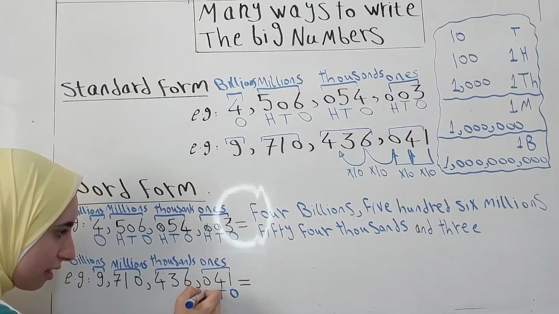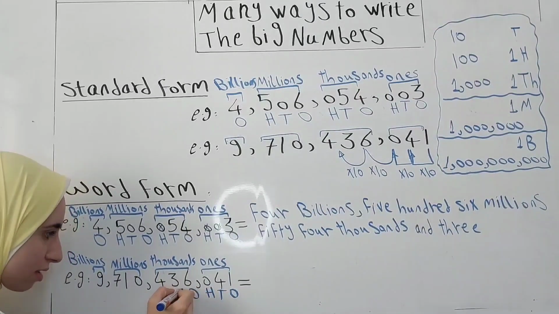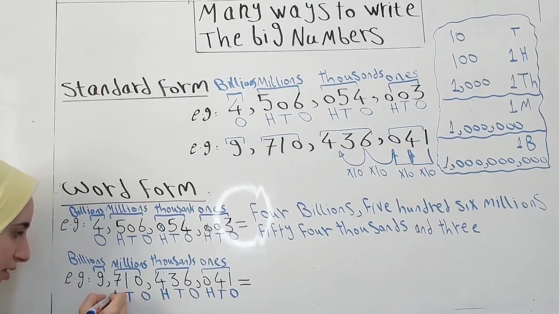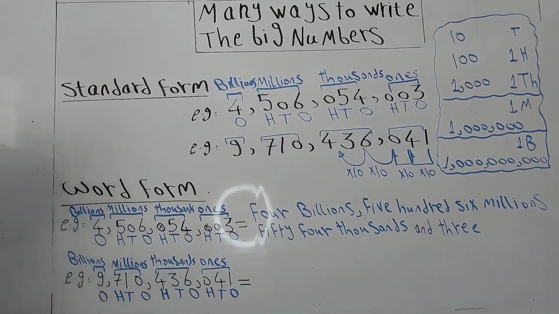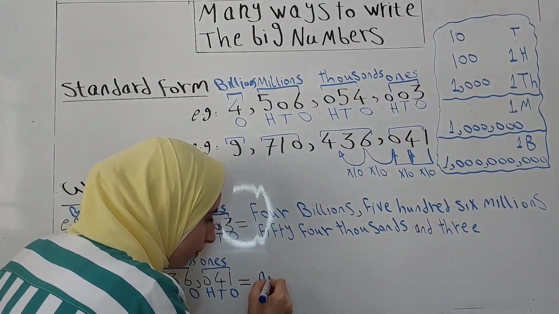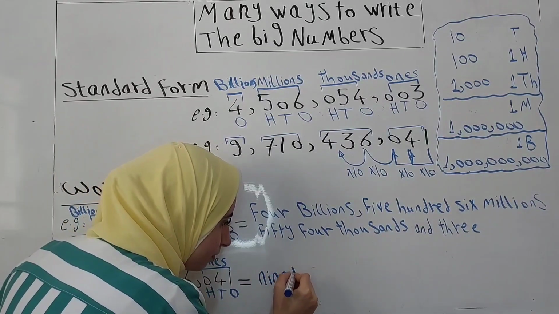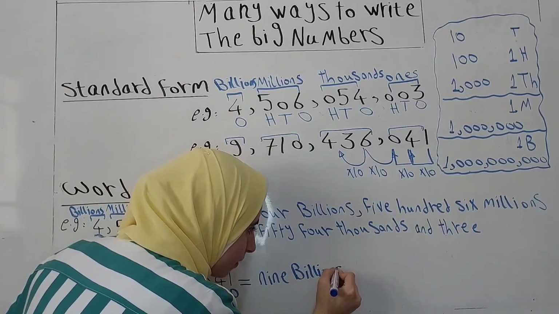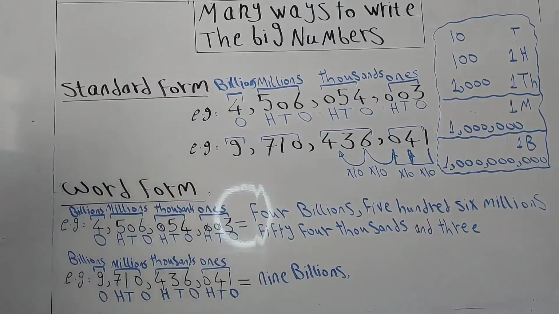Now, each family has 3 places. It is ones, it is tens, it is hundred. We start from the left. 9 what? 9 billions. Then we go to the family of millions.